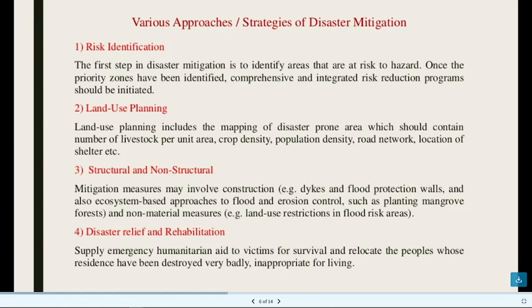Because first you identify the possible risk, and you start planning and mapping the disaster prone area in your places, and the number of livestock per area, crop density, population density, and road network location of the shelter. So you set an allocation in your land territory of your community and where to install an evacuation area, and to identify every member of the household during response and rescue operation if the worst things happen.